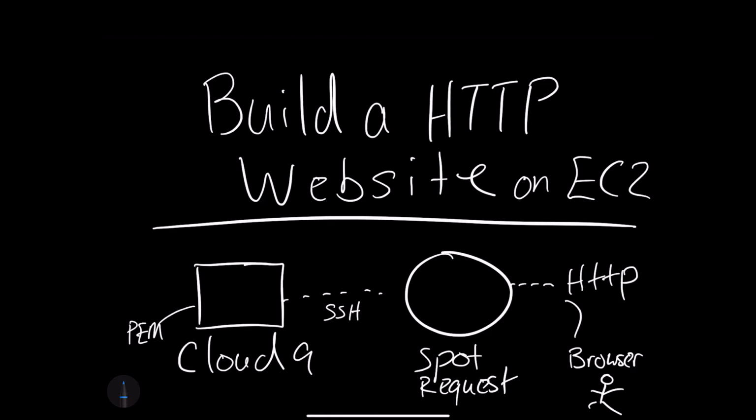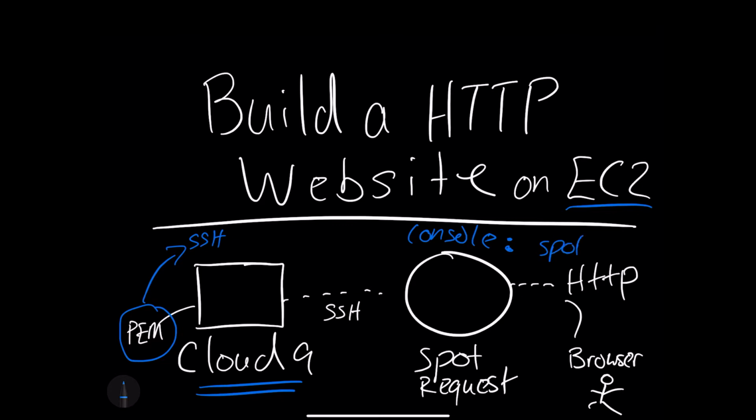In this section, we're going to get into building a HTTP or web server on an EC2 Spot instance. How will this work? Well, in terms of architecture, first we'll spin up a Cloud9 development environment, and then we'll also register a new PEM file. That PEM file will allow us to make an SSH connection to the Spot instance that we'll spin up. Then we'll go into the console and tell the Spot request to launch a new Spot instance.